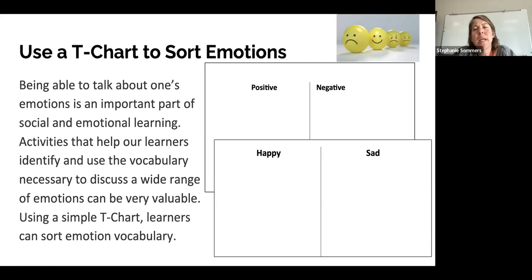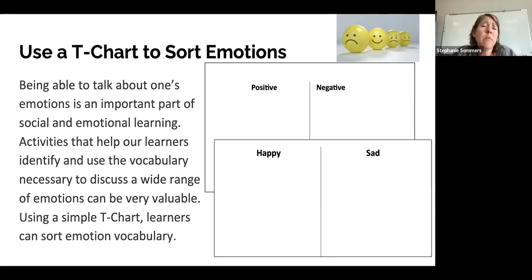And so using something like a T-chart to sort emotions could be a great activity, especially at the lower levels. A T-chart usually is just a piece of paper with a line down the middle, and it creates two columns where information can be sorted into two categories. Some simple ideas would be to sort by positive and negative emotions. If that vocabulary is a little too advanced, maybe just: is this emotion happy or sad?